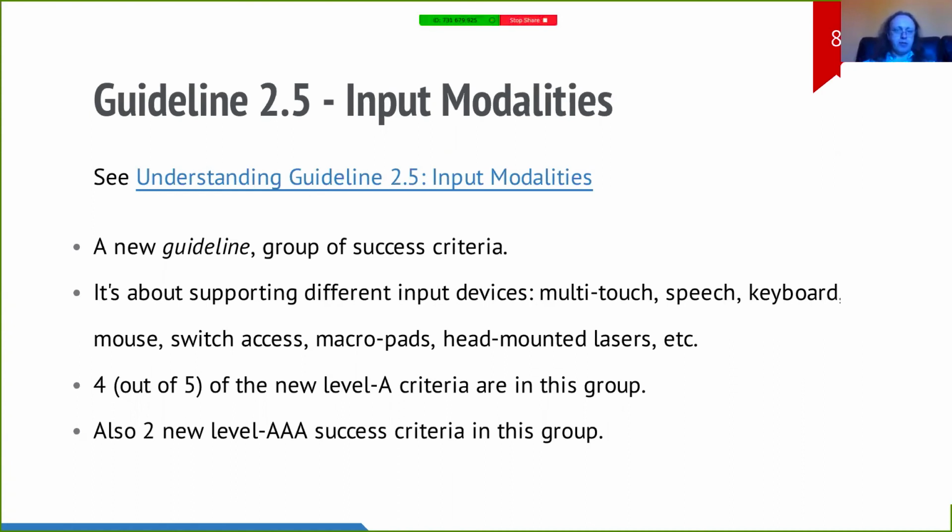And I also mention it because there are 5 new level A criteria, but 4 of them are in this group. So another way to prioritize what you're doing is to say, let's look at the stuff in this guideline group first of all. There's a couple of AAAs in here. There aren't any AAs.